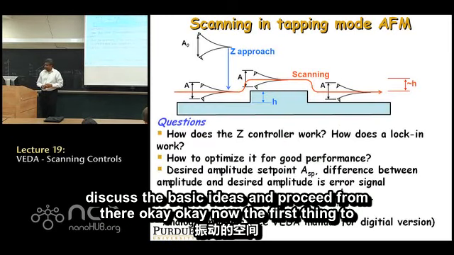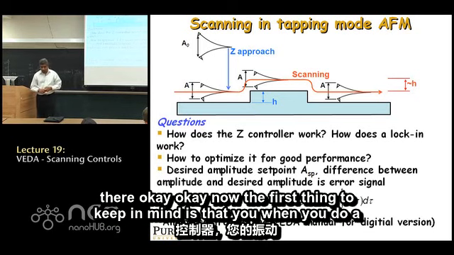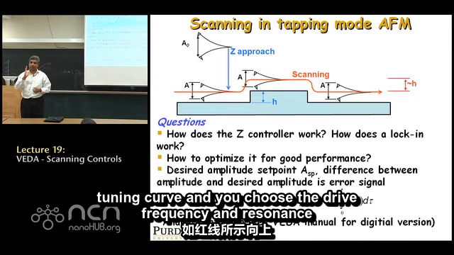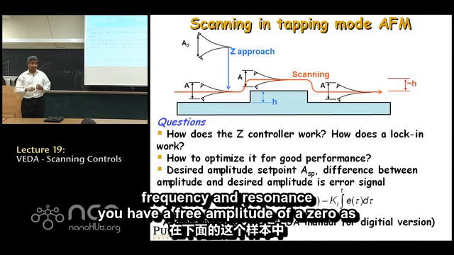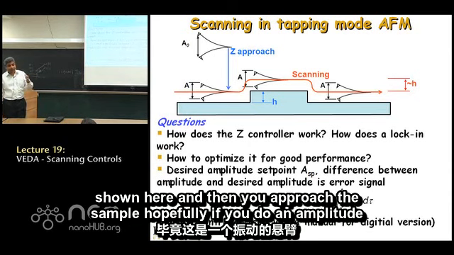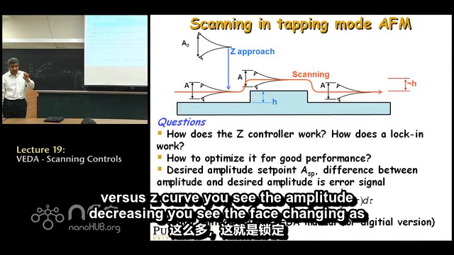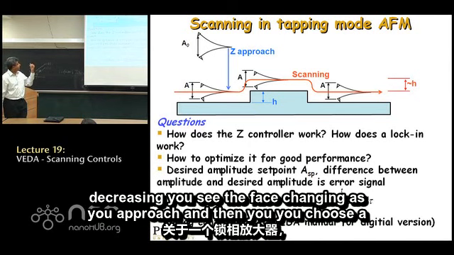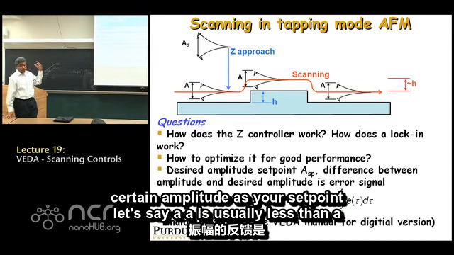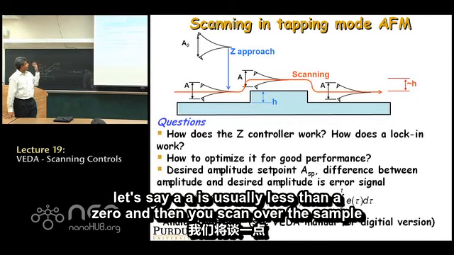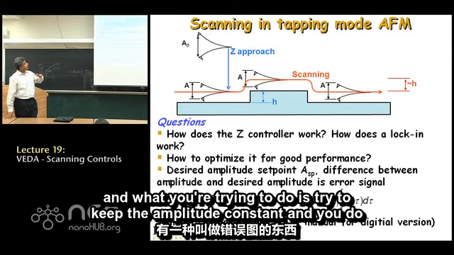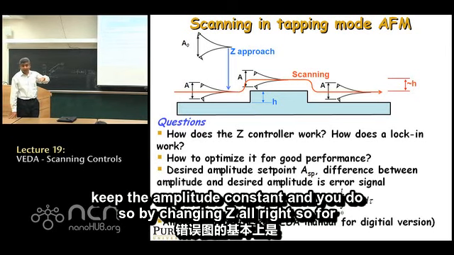Now, the first thing to keep in mind is that when you do a tuning curve and you choose the drive frequency and resonance, you have a free amplitude A0, as shown here. And then you approach the sample. Hopefully, if you do an amplitude versus Z curve, you see the amplitude decreasing, you see the phase changing as you approach. And then you choose a certain amplitude as your set point, let's say A. A is usually less than A0. And then you scan over the sample, and what you're trying to do is keep the amplitude constant, and you do so by changing Z.